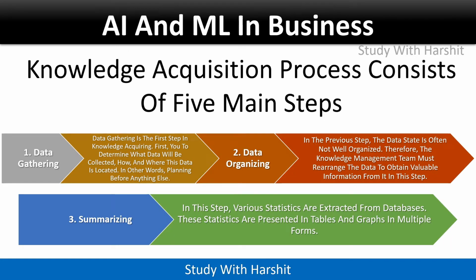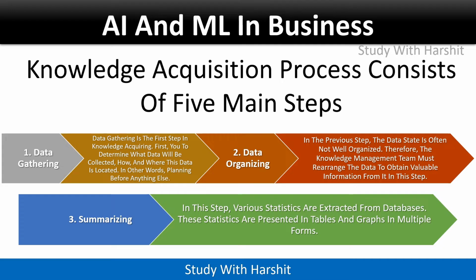Data gathering. Data gathering is the first step in knowledge acquisition. First, you need to determine what data will be collected, and how and where this data is located. In other words, planning before anything else. Second, data organizing. In the previous step, the data is often not well organized. Therefore, the knowledge management team must rearrange the data to obtain valuable information from it.